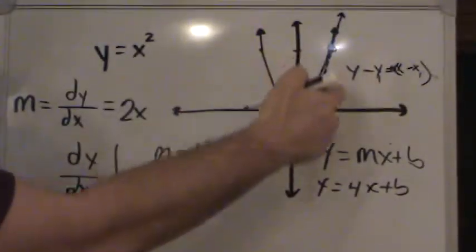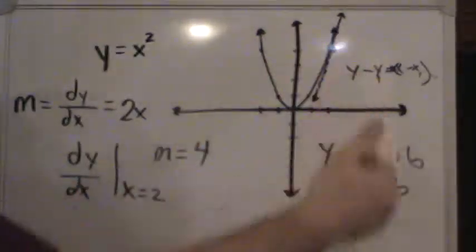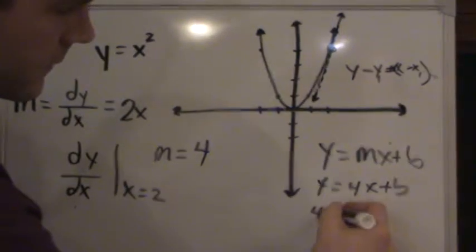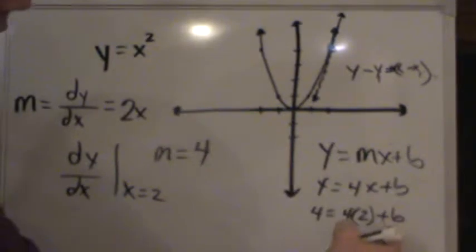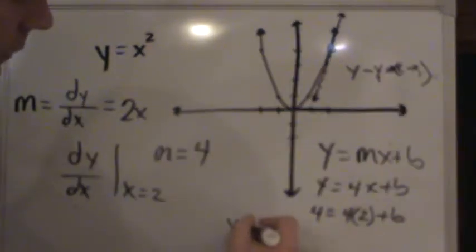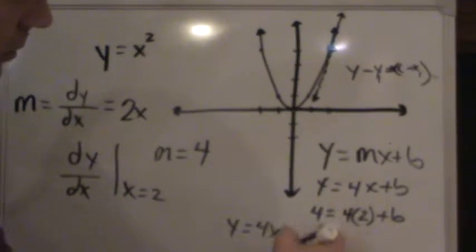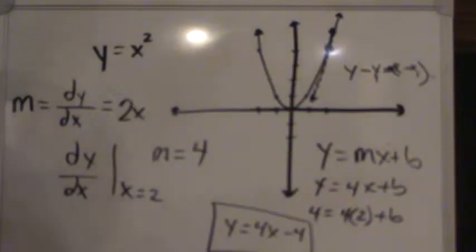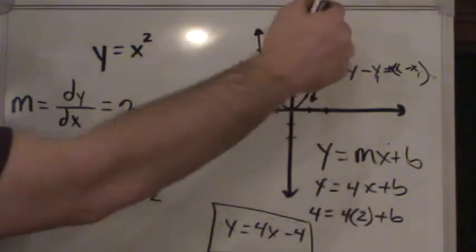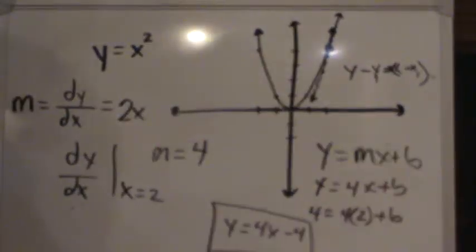We've got to find 2 points. We already know that when x is 2, y is 4, so we put that into the problem. And you solve this and you actually find out that y equals 4x and b comes out to be negative 4. So there is the equation of the tangent line for that function at the point x equals 2.